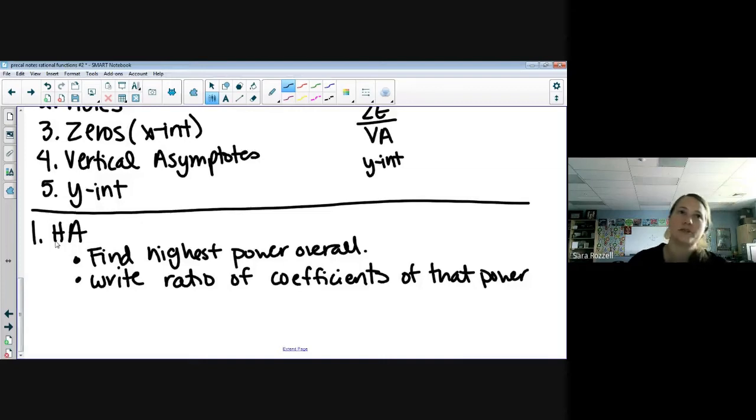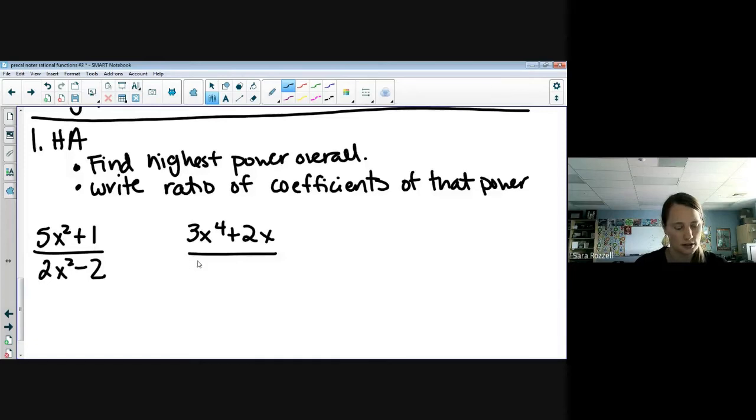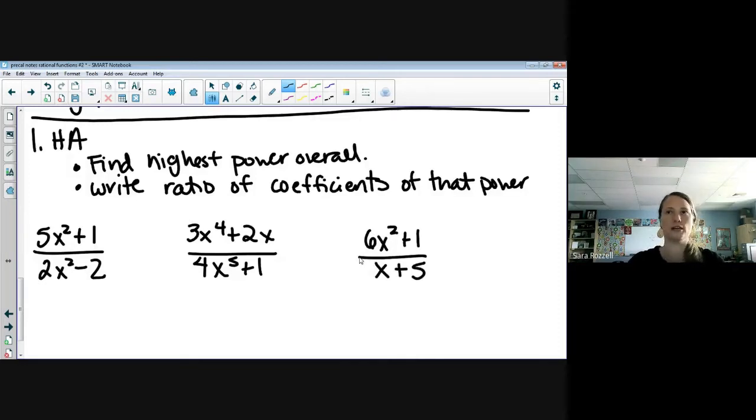We're going to look at 3 examples and find the horizontal asymptote because there are 3 different cases that could happen with these. So we'll write them all down first and then y'all can help me figure them out. We have 5x squared plus 1 over 2x squared minus 2. 3x to the 4th plus 2x over 4x to the 5th plus 1. Then 6x squared plus 1 over x plus 5. I'll give y'all a second to write that down.